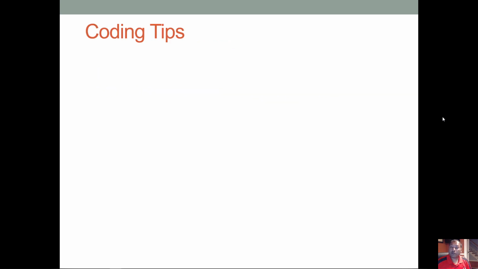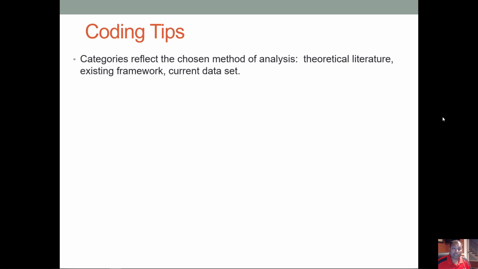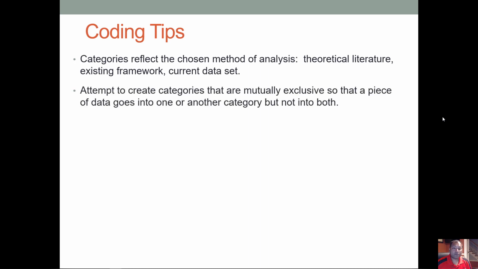So, some tips for coding in qualitative analysis. Categories reflect the chosen method of analysis, we say here. So the theoretical literature, for example, existing frameworks, current data sets. It depends. If it's a brand new topic, you will sometimes have to create those categories. But in many cases, when you have done historical data retrieval, you will see that there are some categories already established, so you can probably use those.